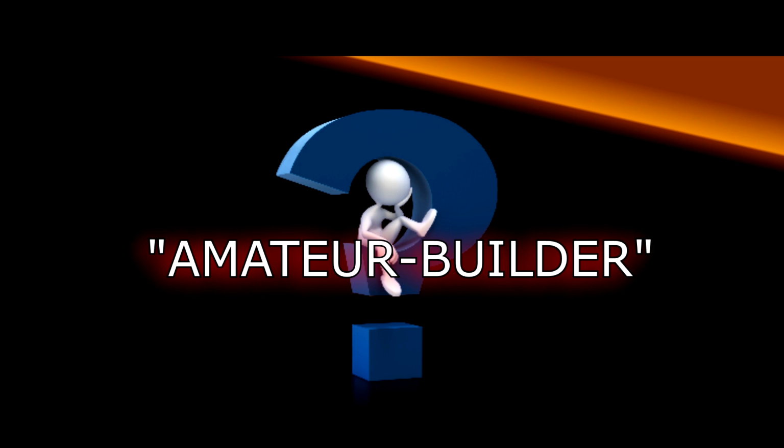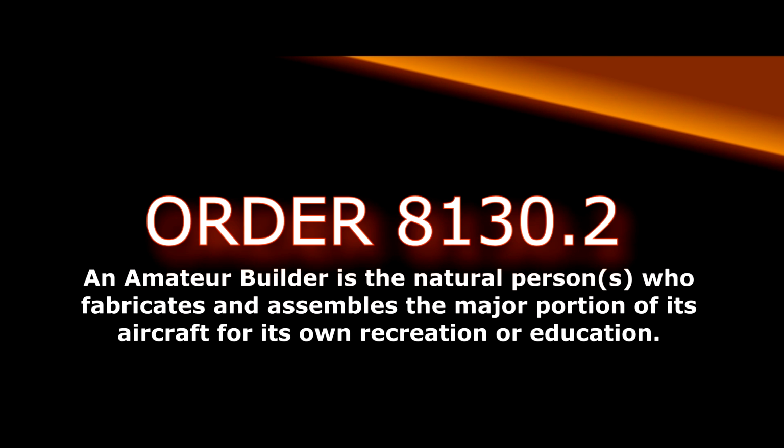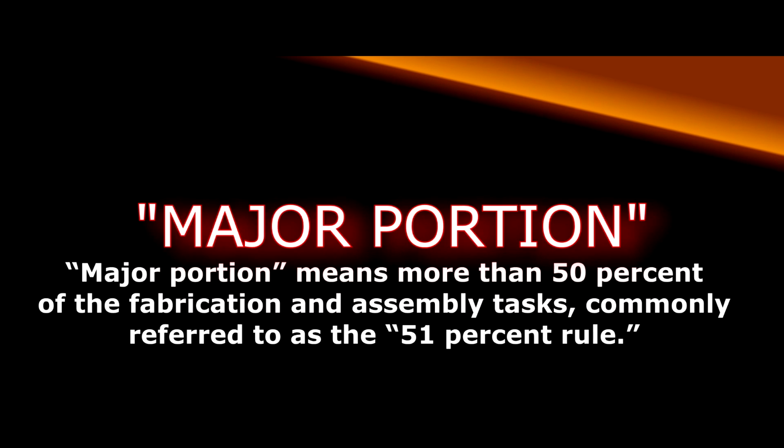Once your project is finished, you'll have to have it certificated through the FAA. Let's talk about what an amateur builder is. An amateur builder is defined in Order 8130.2 as the natural person or persons who fabricate and assemble the major portion of the aircraft for their own recreation or education. Major portion means more than 50% of the fabrication and assembly tasks, commonly known as the 51% rule.